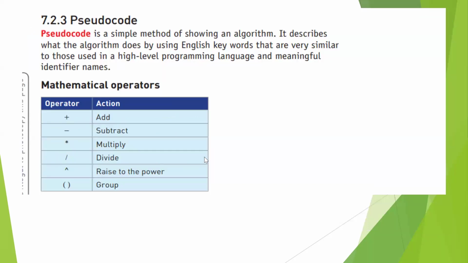Here you can see pseudocode is a simple method of showing an algorithm. Already we have done it. It describes what the algorithm does by using English keywords that are very similar to those used in a high-level programming language, and meaningful identifier names. So mathematical operators are given. These are all the mathematical operators we perform and use in algorithms. Got the idea? Yeah.